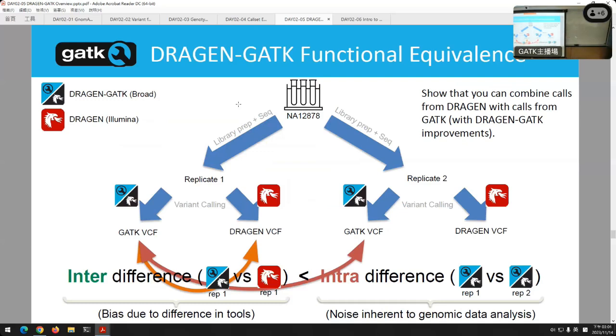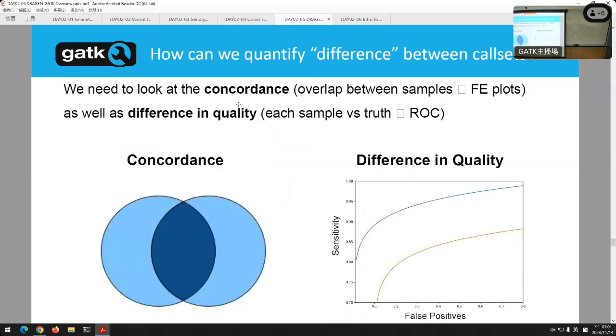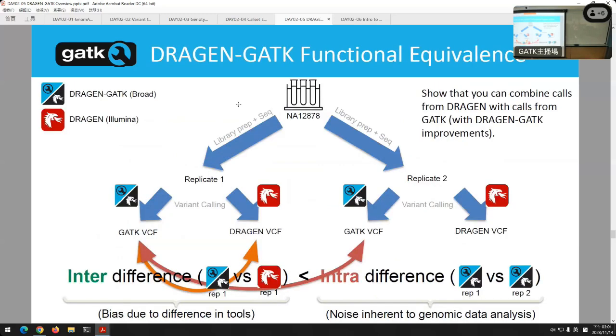And the idea is that if we can get the error low enough between the two different pipelines, and we can say the error that we introduce due to our tooling is less than the error you introduced just by sequencing them twice, at that point we feel safe saying they are functionally equivalent.